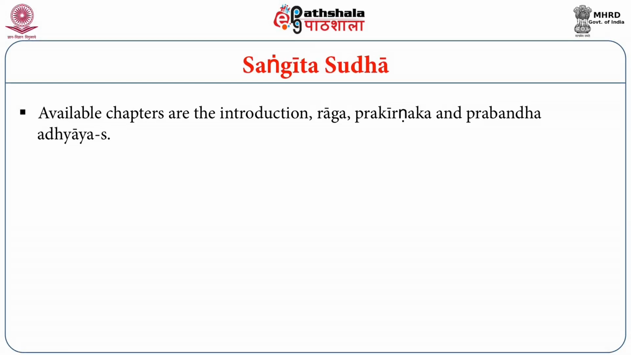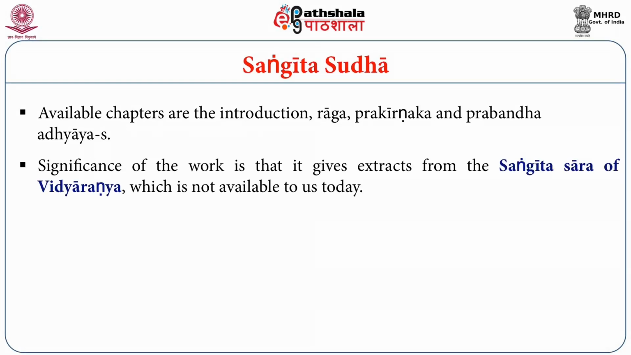This means that though the author has stated that there are 7, the other chapters are lost or yet to be discovered. The available chapters are the introduction chapter, the Raga, Prakirnaka and Prabandha Adhyayas. The main significance of Sangeeta Sudha is that the author gives extracts from another work called Sangeeta Sara written by Vidya-ranya. But unfortunately, Vidya-ranya's Sangeeta Sara is not available to us anywhere. That means we do not have even a single manuscript of Sangeeta Sara.